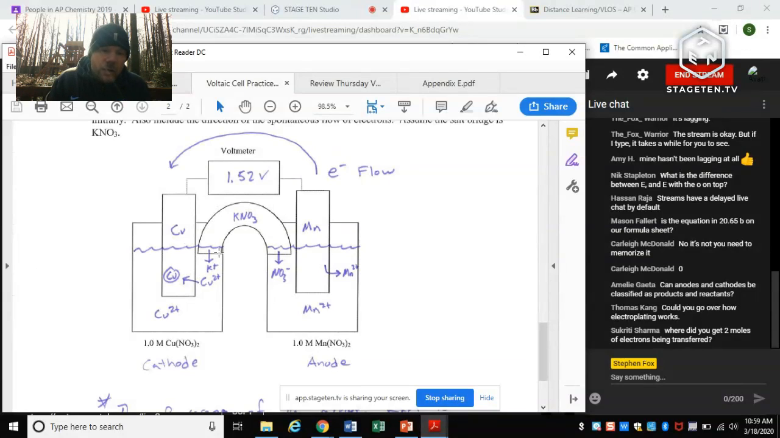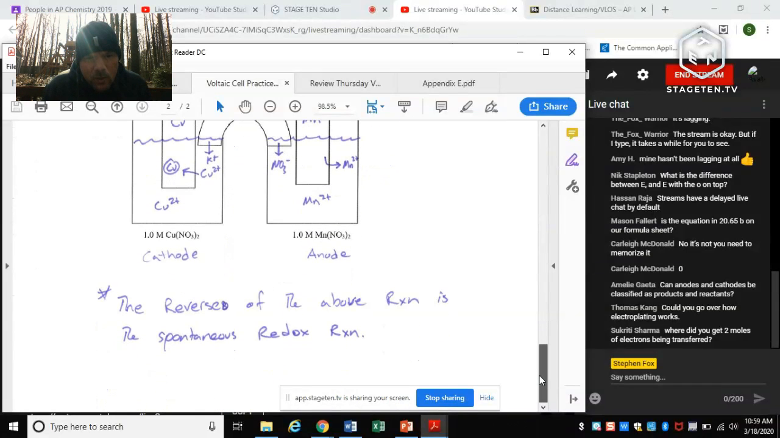And the other thing to know is about the salt bridge. As the reaction goes, this side becomes more negative because it's gaining electrons, so cations from the salt bridge flow to the cathode and anions flow to the anode. Okay? All right.